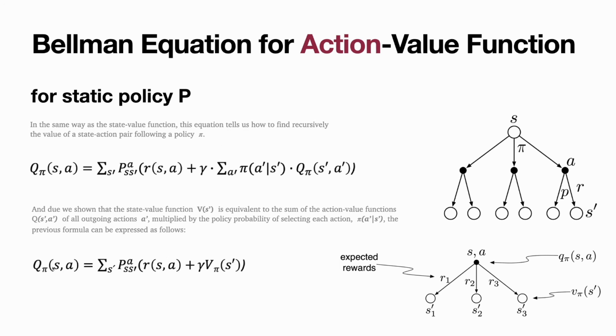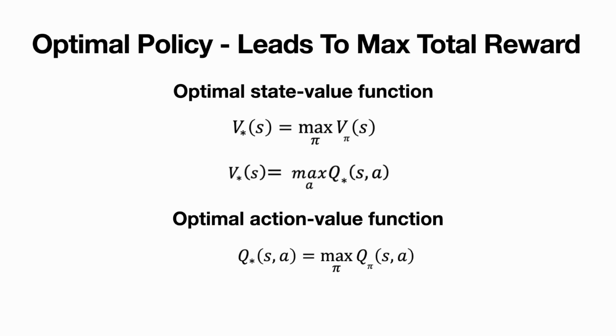So having a state and action pair, we can evaluate recursively how good it will be to take some particular action in that state. Since the state value function is equivalent to the sum of the action value functions of all outgoing actions, a superscript, multiplied by the policy, we could rewrite this formula as such. We reviewed expressions for utility, state value and action value functions.